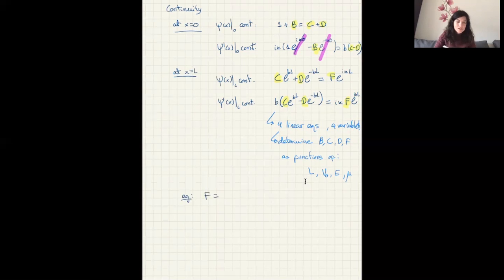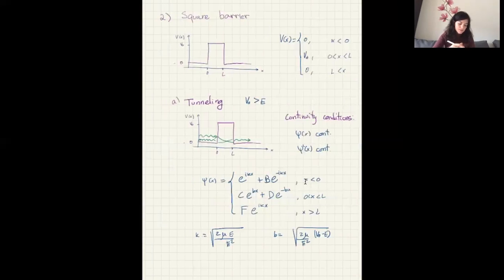So F looks like this, and don't worry, I will not ask you to solve these things in the exam. e^(-ikL)... What's important is that you know that in principle you'd know how to do it. Minus, and here's B minus K squared. There might be typos, but it's something like this, right? It doesn't look too pretty. And F, remember, is the coefficient of the thing that's transmitted on this side.